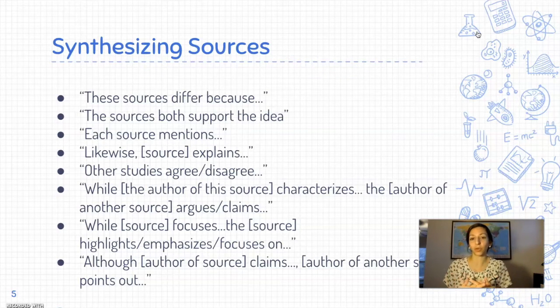So when you're synthesizing sources or bringing them together, you could say, these sources differ because, or these sources both support the idea. Each paper mentions, or likewise, blank explains, or other studies agree, or other studies disagree. While Lassiter characterizes blank, Reed argues that blank. Or while Lassiter focuses on this, the Reed source says this, or highlights, or emphasizes, or focuses on. Or although Lassiter claims blank, Reed claims, or Reed points out, or Reed found. So think of ways to integrate these types of source stems into your writing.